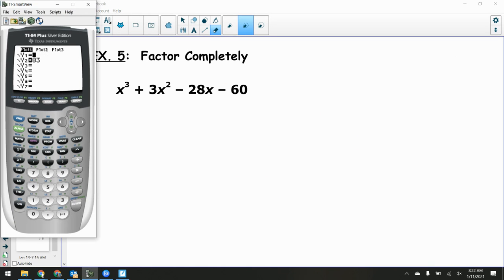I've got y equals, let me get this junk out of here, turn off my plot. Okay, let's see, x to the third plus 3x squared minus 28x. I better double check that: x to the third plus 3x squared minus 28x minus 60. Okay, zoom 6.